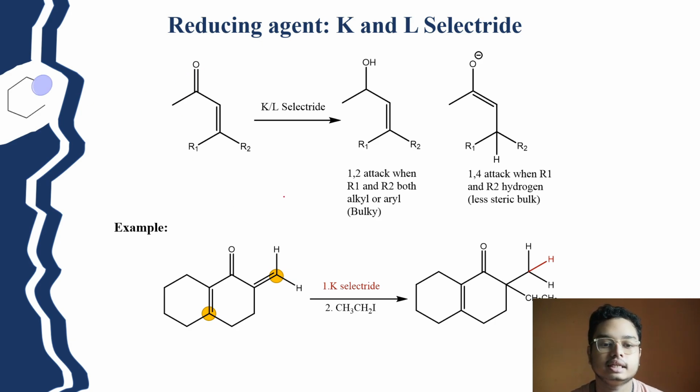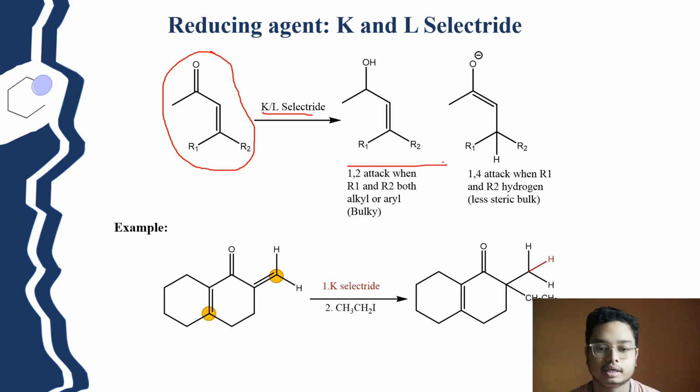Now here you can see a particular example. This is our starting material, an alpha beta unsaturated carbonyl compound, and when treated with K or L selectride, we get two different products. One is the 1,2 attack, where the hydride is transferred here, and in the second case the 1,4 attack, that means here is hydride transfer. As we already discussed, K and L selectride are bulky in nature, so the steric factors determine where the hydride attack goes.